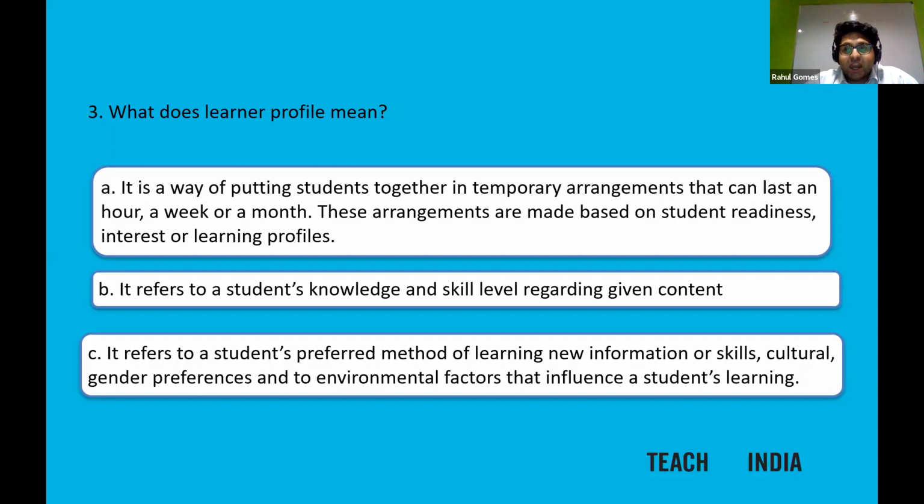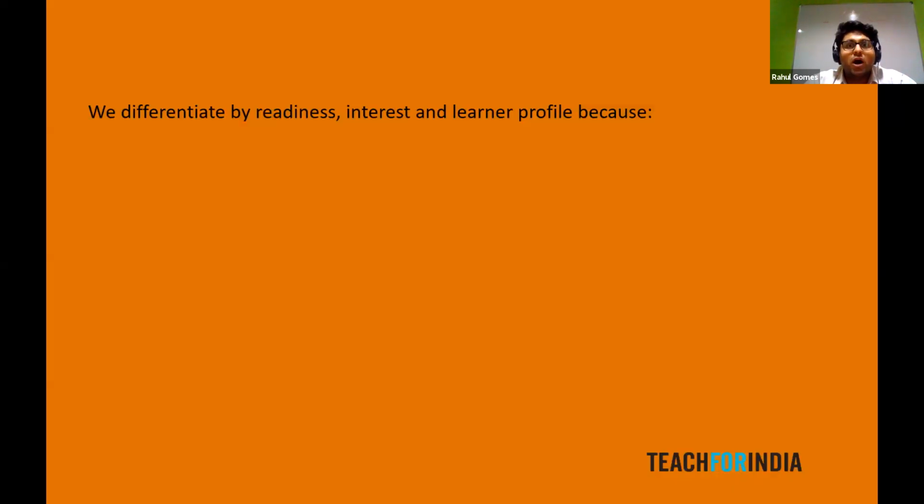Most of you got C correct. Great job. We've covered three key terms: readiness, interest, learner profile. We're now going to cover our next key term. I hope you're ready for the next question. The next question is, sorry, before the next question, we'll just quickly recap.